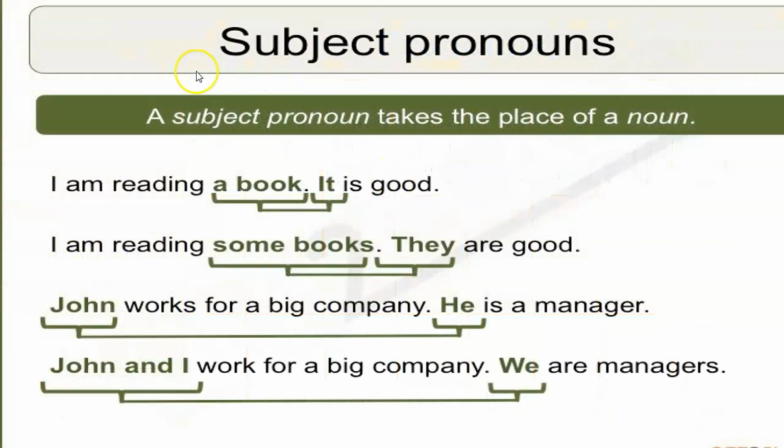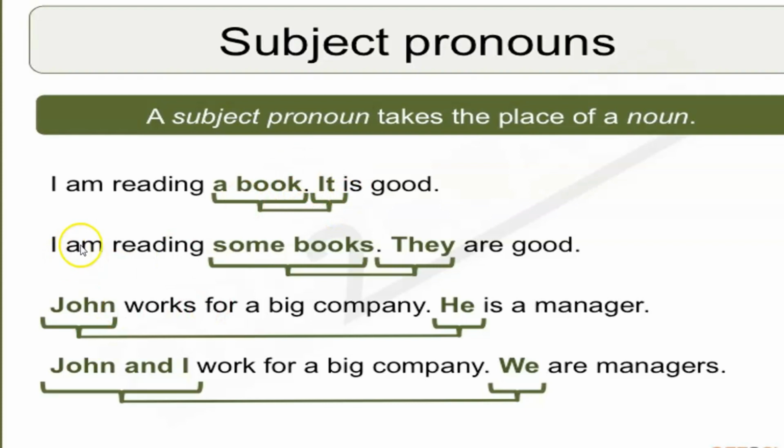Now let's look at some information about subject pronouns. So they take the place of a noun. Let's look at the first example. I am reading a book. It is good. Here what we are doing also is avoiding repetition. So we're not repeating the same noun. I'm not saying I am reading a book. The book is good. Instead, we're using a pronoun. And here we're using the correct form. Since this is an object and is singular, we are going to use it.